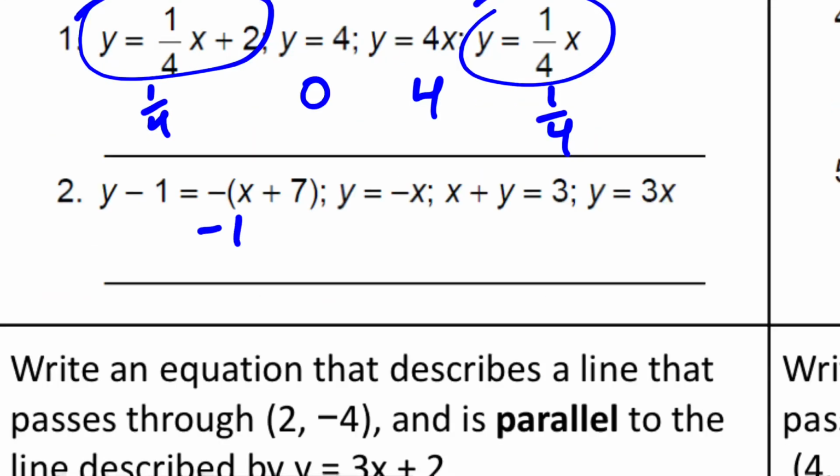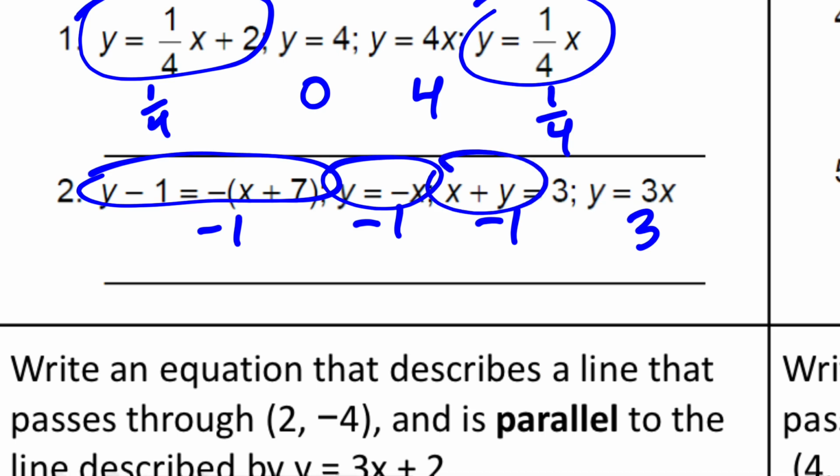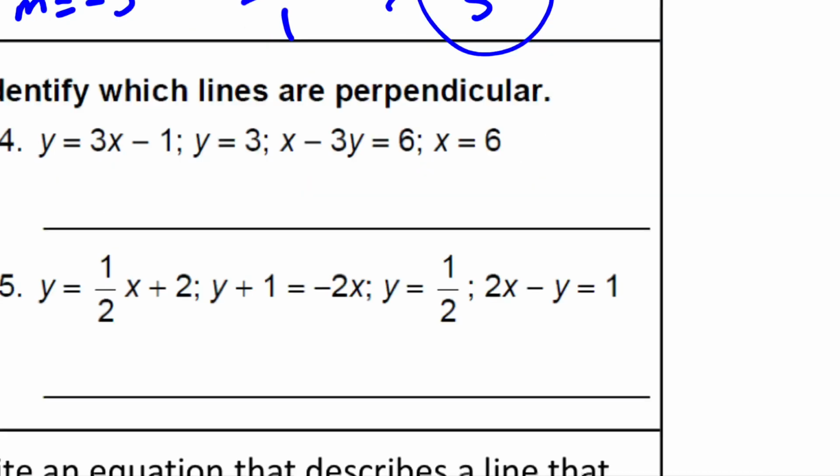My slope here is negative 1. My slope here is negative 1, negative 1, and 3. In fact, all three of these are parallel. My slope here is 3. My slope is 0. My slope for this one is undefined.